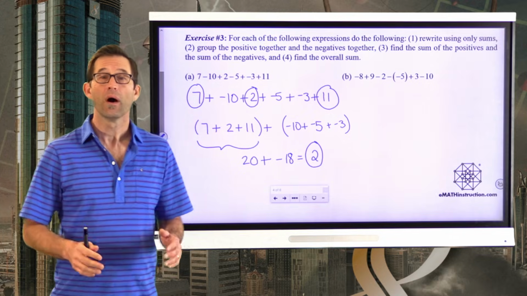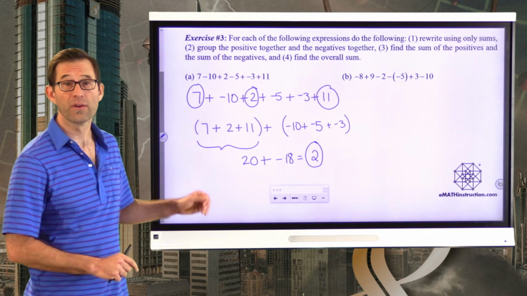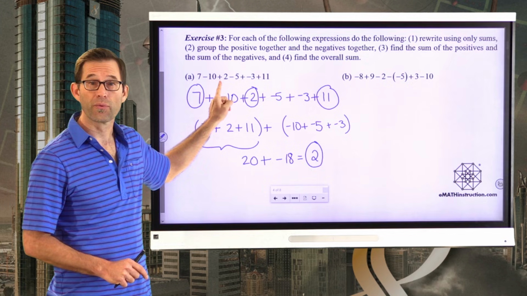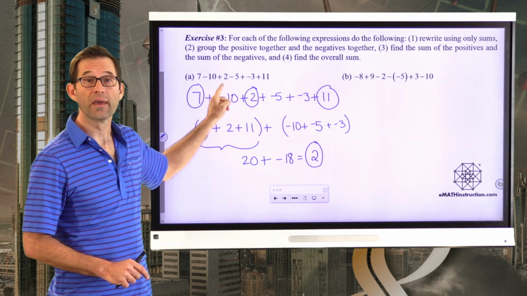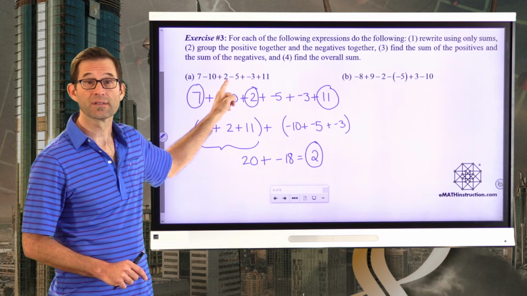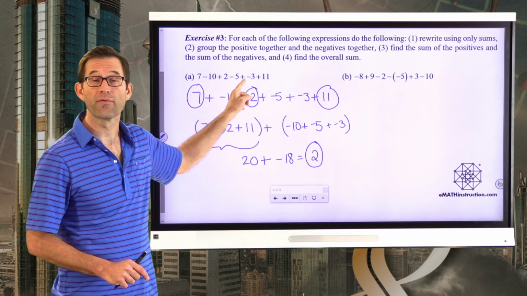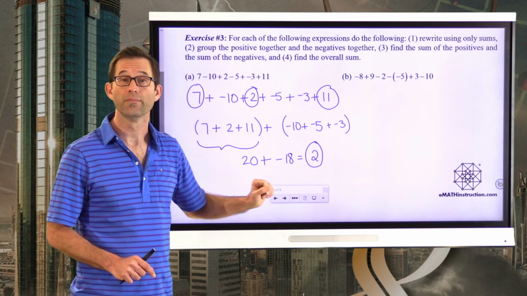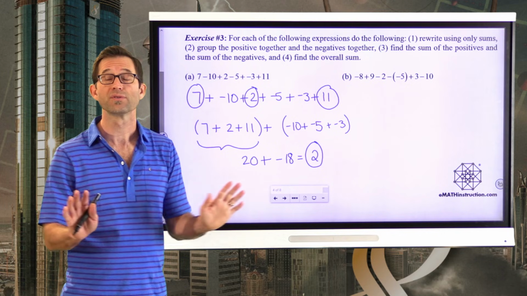Right? Now, again, you could do that problem by doing the following. 7 minus 10 is negative 3. Negative 3 plus 2 is negative 1. Negative 1 minus 5 is negative 6. Negative 6 plus negative 3 is negative 9. And negative 9 plus 11 is positive 2. You can totally do that. There's nothing wrong with that.